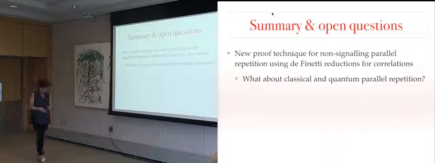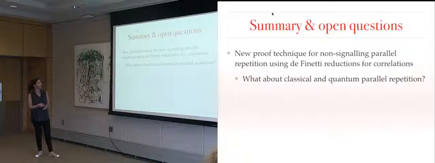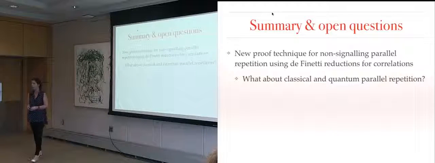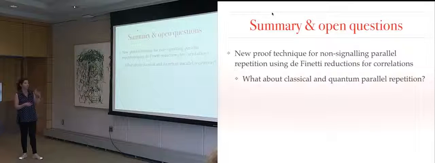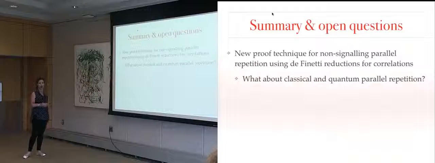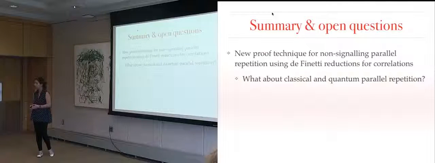Okay, so let me summarize. The first thing I showed you is a new proof for non-signaling parallel repetition using the de Finetti reductions. I told you in the beginning, most of the other proofs just follow the same proof by Raz. So this is a completely different thing, which somehow gives a bit more intuition as to why we have parallel repetition. The de Finetti theorems fit very naturally to this setting, and this is the first time that we could actually prove such a result with the de Finetti theorems. And of course, a big open question is what about classical and quantum parallel repetition? Can we do something similar? This is something we are working on now. It's a bit more complicated.